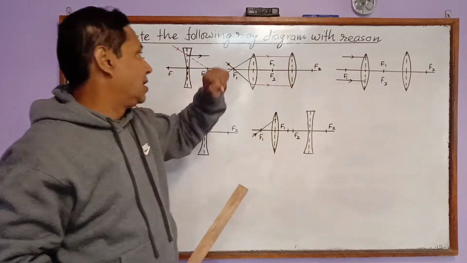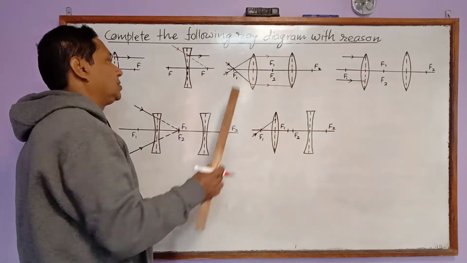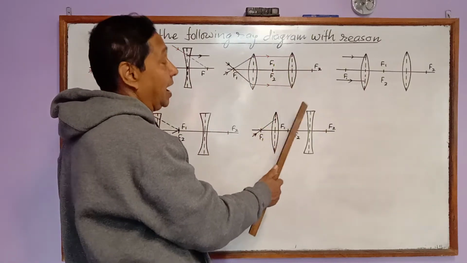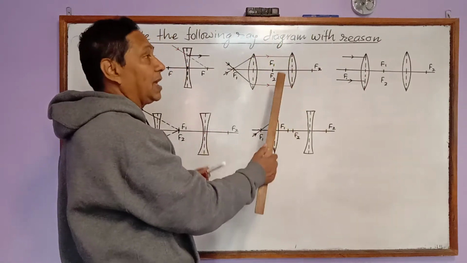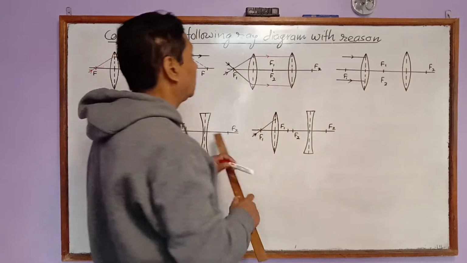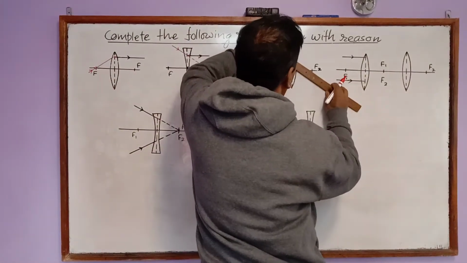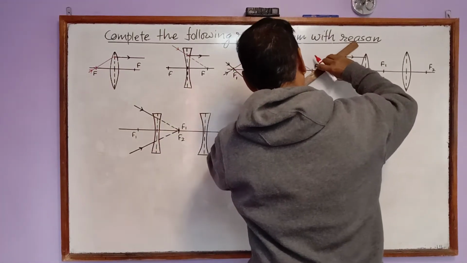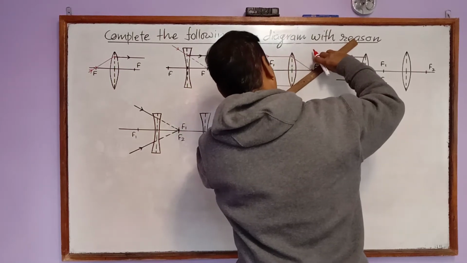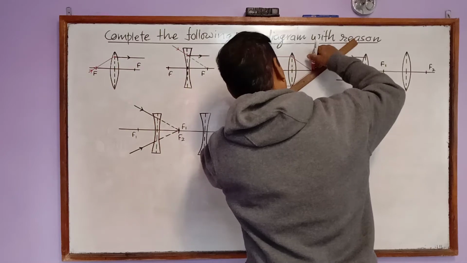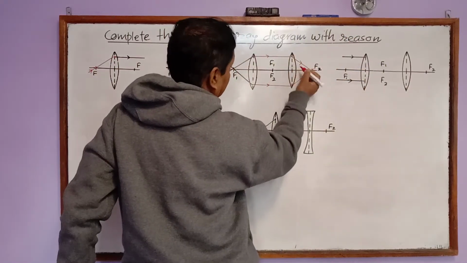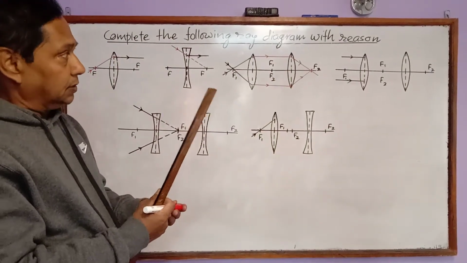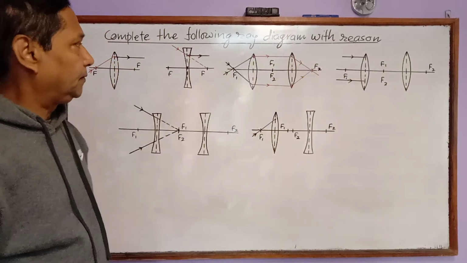Now we have to go through the second lens also. Now in case of the second lens, look at this. These two rays are parallel to the principal axis of the second lens, and the ray of light coming parallel to the principal axis of a convex lens passes through the focus after refraction. That's why we have to pass these two rays of light through the focus. And the reason I just told you: the ray of light coming parallel to the principal axis passes through the focus after refraction in case of a convex lens. That's why it passes like this. This is our reason.